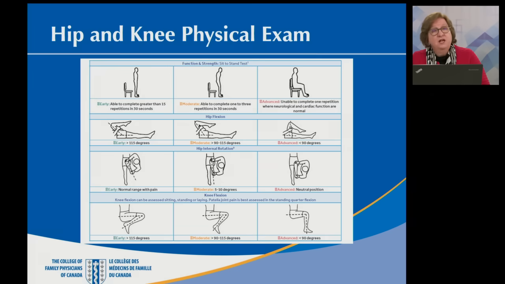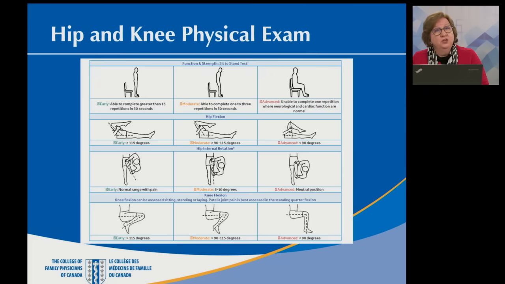The last part of the lower extremity exam is strength and range. We've combined strength into what's called the sit-stand test, and that is simply asking your patient to stand from a seated position in a chair, sitting deep into the chair, without the use of their arms. And if in fact they can do 15 repetitions in under a minute without any difficulty, their strength is good and they would be in the early stages.